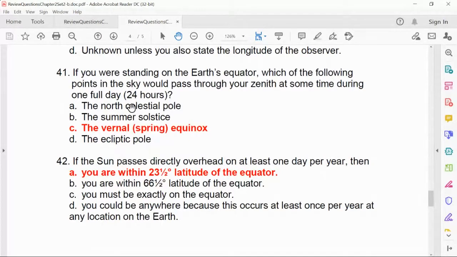Now if I add here the autumn equinox, and let's say I put it here as B, then the answer should be B and C. But you only have one answer. With this, you can also reason how many times the sun could be at the zenith for someone located at the equator over 1 year. In this case, you can say twice, once during the spring equinox and once during the autumn equinox.